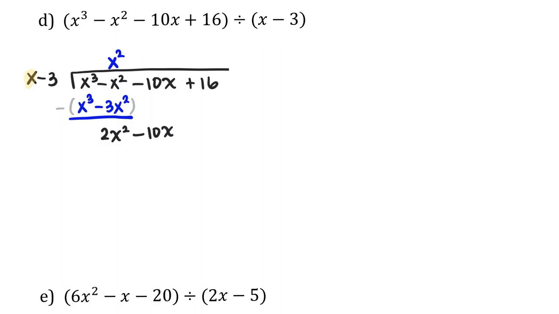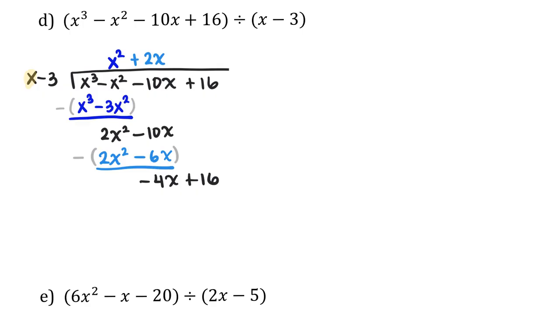Okay, let's look at the next term. 2x squared. X times 2x gives me 2x squared. 2x times x, 2x squared. 2x times negative 3, negative 6x. Okay, subtract down. 2x squared minus 2x squared cancels. Negative 10x plus 6x is negative 4x. Bring down the plus 16.